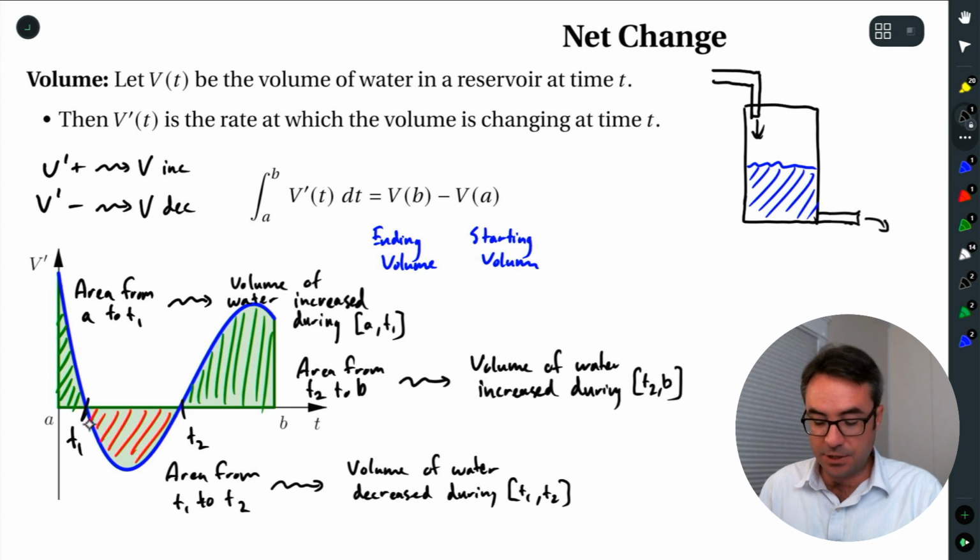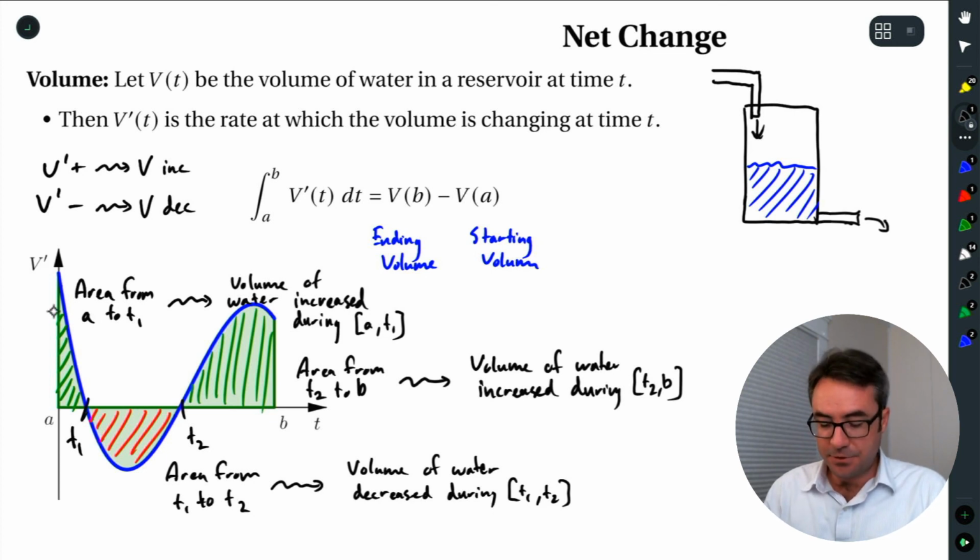And for these sections where V prime is negative, right here, V prime is below the horizontal axis, so we know the volume is decreasing. Well, if we were to calculate the area for this shaded region, what we're really doing is figuring out how much water did we actually lose during that time interval. So how much did our volume actually go down?